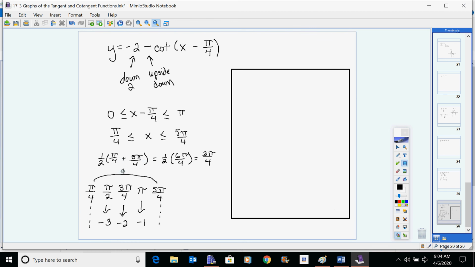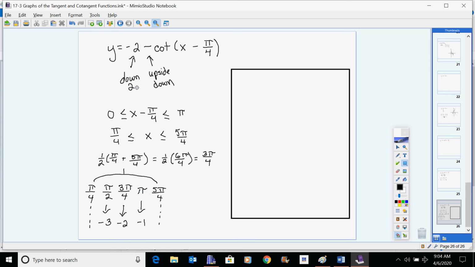Okay. Then here you need to add pi over 4 plus 3 pi over 4, which is 4 pi over 4, and half of that is a half pi. 3 pi over 4 and 5 pi over 4 is 8 pi over 4, which is 2, and half of that is 1 pi.